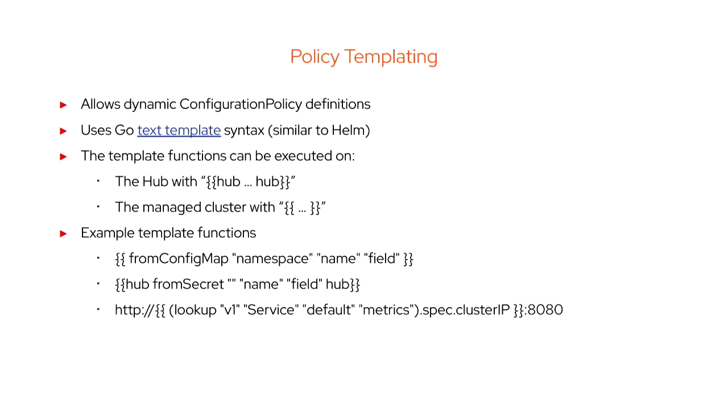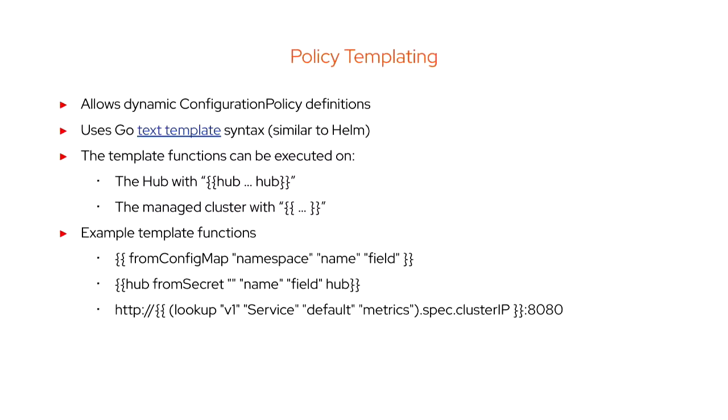There are two ways this can happen. On the hub, with the delimiters for the hub, that policy template gets executed before the policy makes its way to the managed cluster. And then similarly, there are the managed cluster templates, which use double curly braces, and those get executed every time the policy is evaluated on the managed cluster.